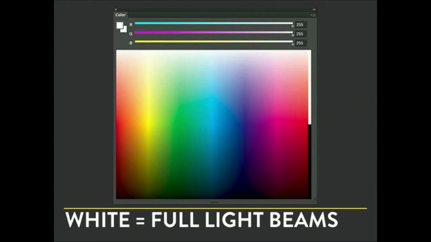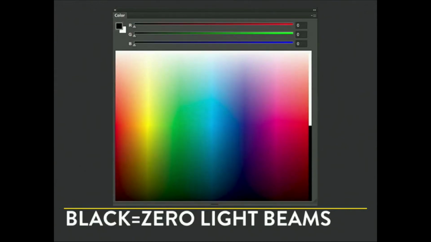So the units of measure of RGB color, sorry, I'll say it again. RGB color has 256 levels of color for each of the channels. So it's from 0 to 255 for red, same for green, and same for blue. White is full light beams, every single color at its maximum power, and black is 0.